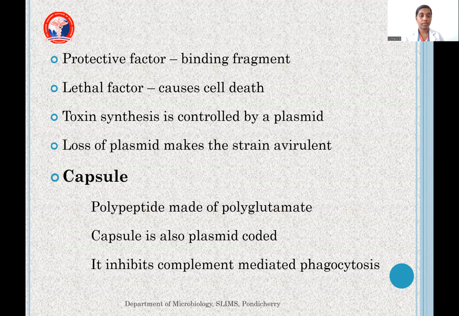The second virulence factor is the capsule. In many bacteria, the capsule will be made of polysaccharide. But here in anthrax, the capsule is a polypeptide capsule, which is made of polyglutamate. The capsule is also plasmid coded, and its mechanism of action is similar to that in other capsulated organisms. It inhibits complement-mediated phagocytosis.